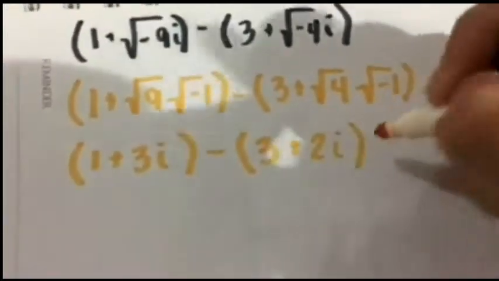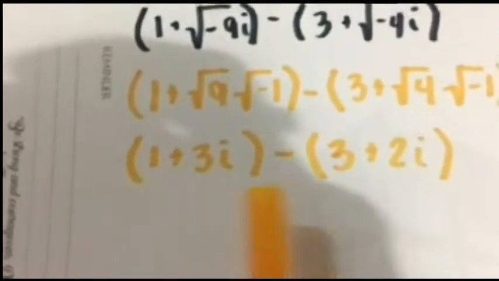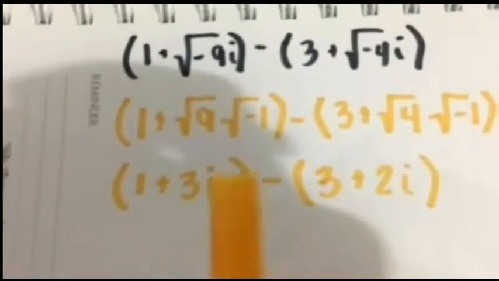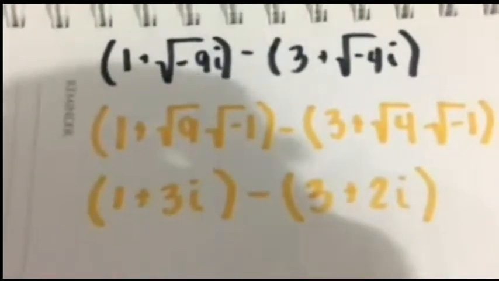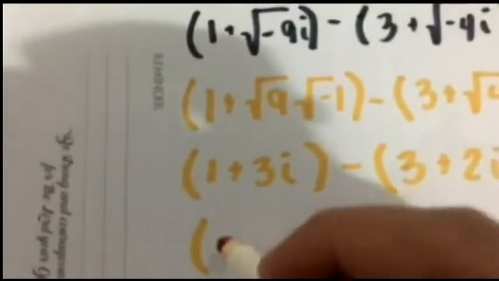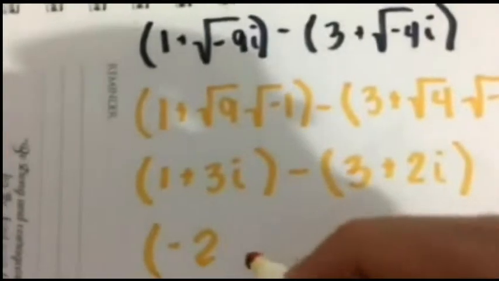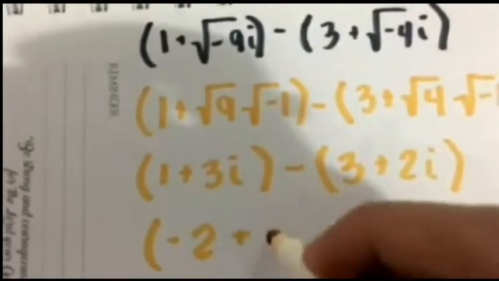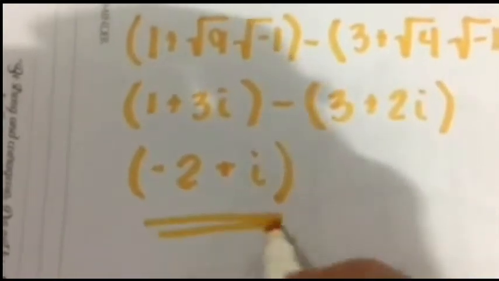it will be 2i. Then this looks like the previous example, so now we must subtract the real numbers and the imaginary numbers. So it will be 1 minus 3, which is negative 2, and 3i minus 2i will be i, so it will be plus i. This will be our final answer.